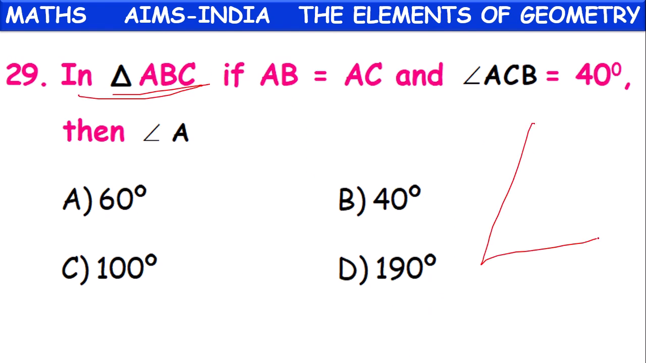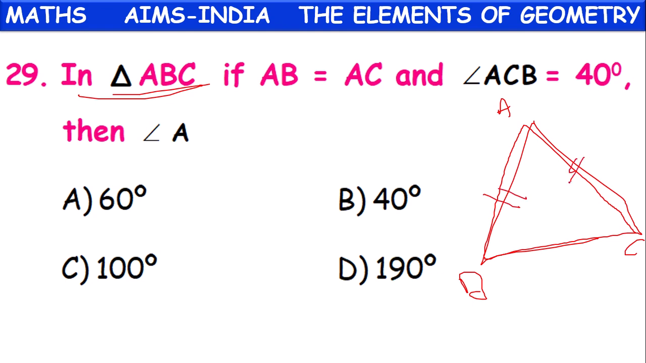In triangle ABC, AB equals AC. Two sides are equal, so the angles opposite these sides are also equal. And angle ACB, which means in the middle we have C. So C value is 40 degrees. Then what about angle A? If this is 40, this one also will be 40 because these two are equal. 40 plus 40 is 80. Then what about this one? This one will be 100. So option C. Angle A value will be 100.